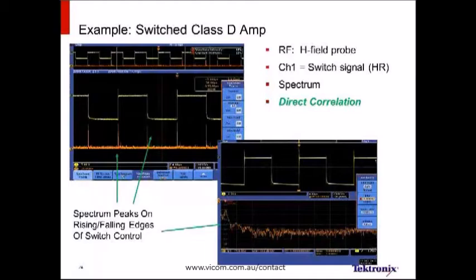This particular problem had been vexing a customer for a few weeks as they were trying to determine when they were getting this energy. Their regular spectrum analyzer told them they were getting a peak on or about the 80 to 110 megahertz range, but it wasn't telling them how often it was getting it. It was very difficult for them to correlate it to the switch control frequency. With an MDO, this took exactly 12 minutes.